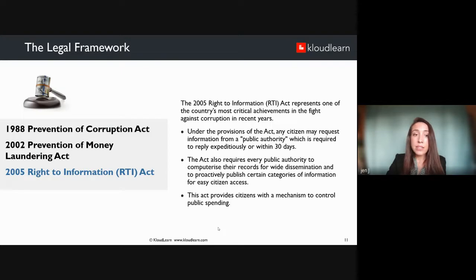3 years later, in 2005, we had the Right to Information Act. This is one of the country's most critical achievements in the fight against corruption in recent years. Under the provisions of the Act, any citizen may request information from a public authority, which is required to reply expeditiously or within 30 days. The Act also requires every public authority to computerize their records for wide dissemination and to proactively publish certain categories of information for easy citizen access. This act provides citizens with a mechanism to control public spending.